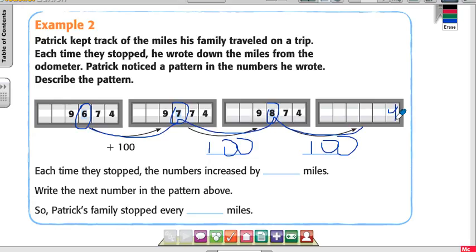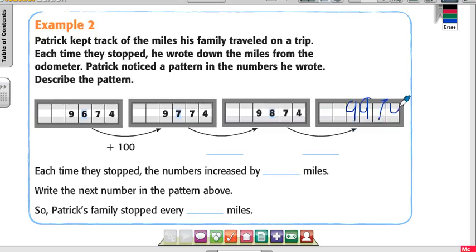9,900. Good. So the 4 stays the same. The 7 stays the same. It went from 800 plus 100 more would be 900. So he wound up on his trip at 9,974. And he added how much each time? 100. Each time they stopped, the numbers increased by 100 miles.